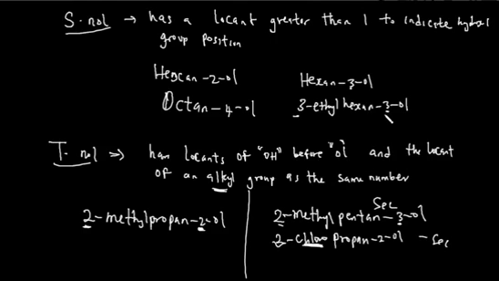Are you done? Good. So let's get to it. If you want to differentiate between a primary, secondary, and tertiary, there are two major ways. The first way is using Lucas reagent. If they ask you what Lucas reagent is used to do, it is used to differentiate primary, secondary, and tertiary alkanols. So you can put that down.